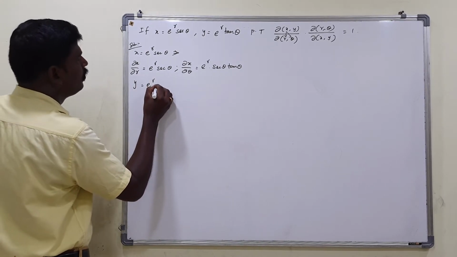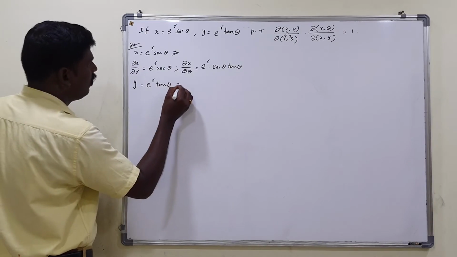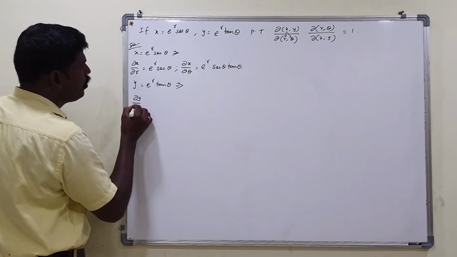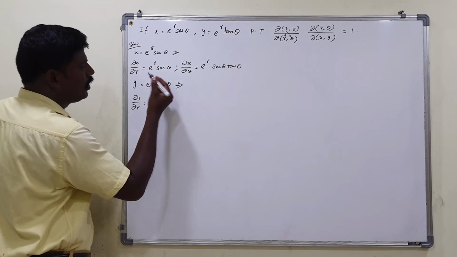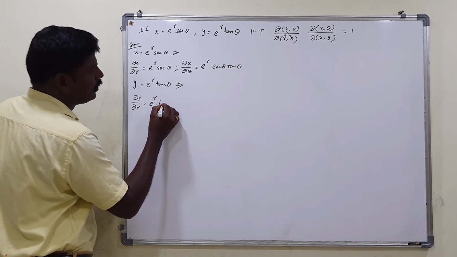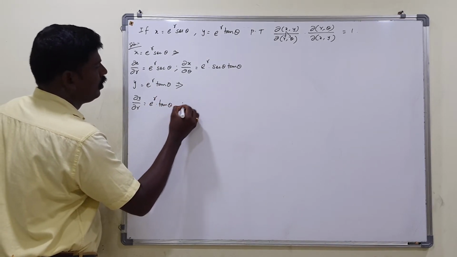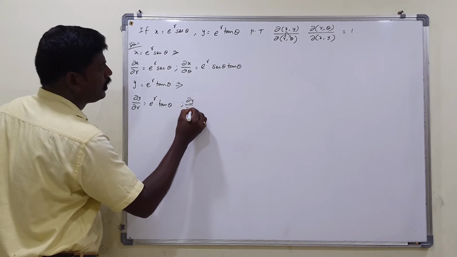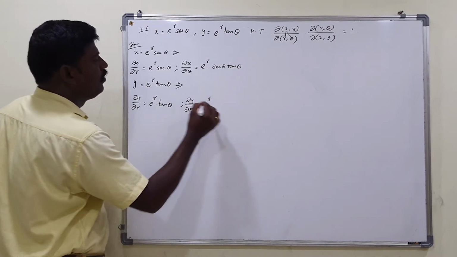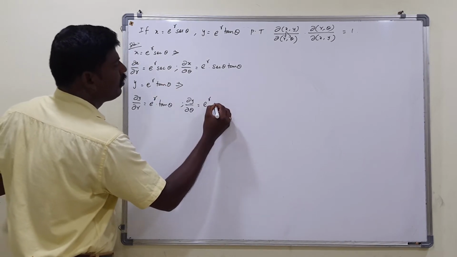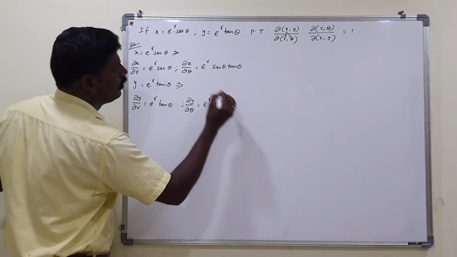Next, what is y? E power r tan theta. From that, what is ∂y/∂r? Taking partial derivative with respect to r. So e power r is e power r into tan theta. Right? ∂y/∂θ is equal to, right? So e power r is constant, it is in product, so we keep it the same. What is the derivative of tan theta? It is secant square theta, right?